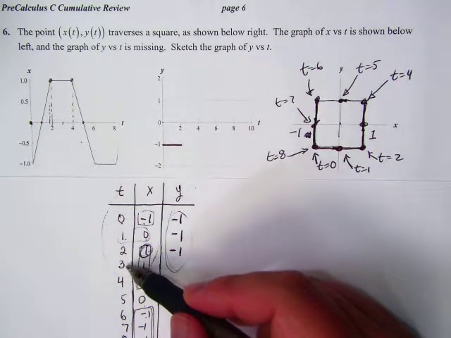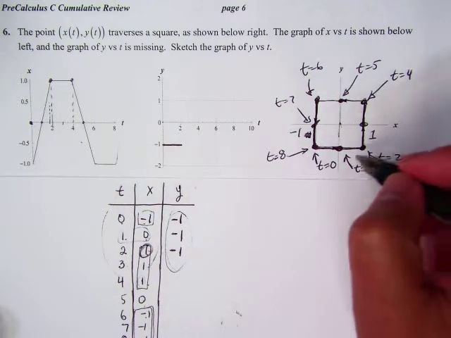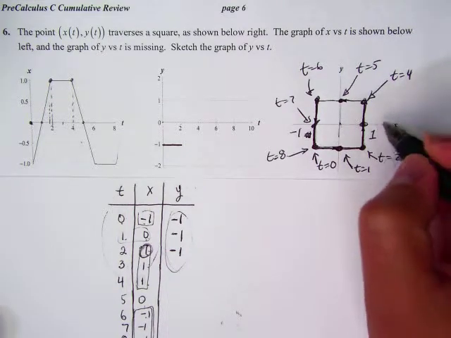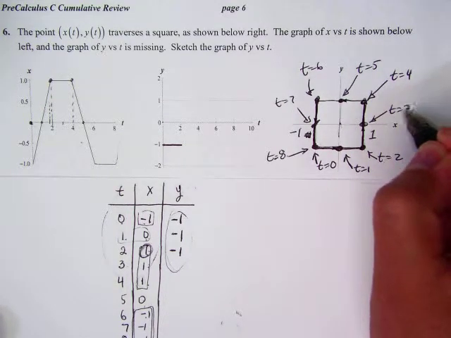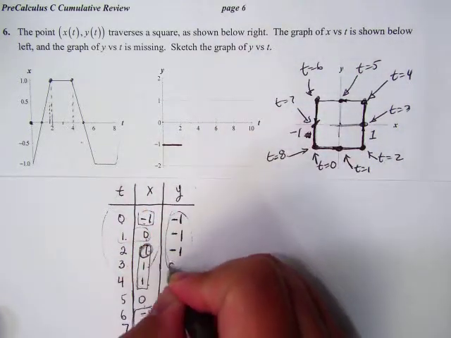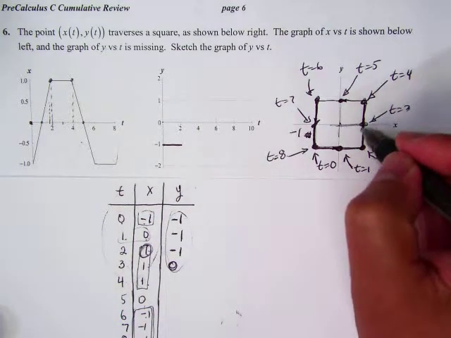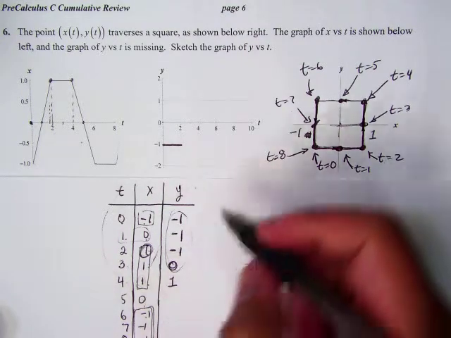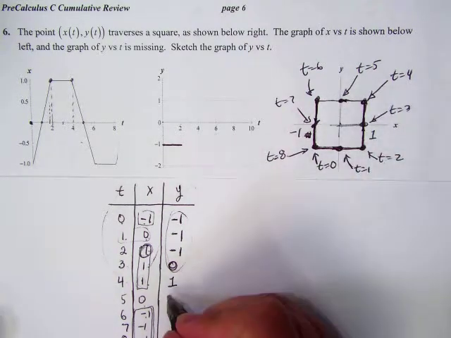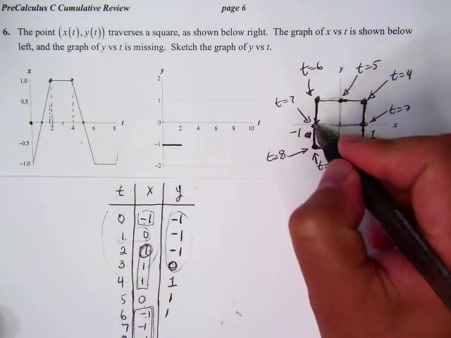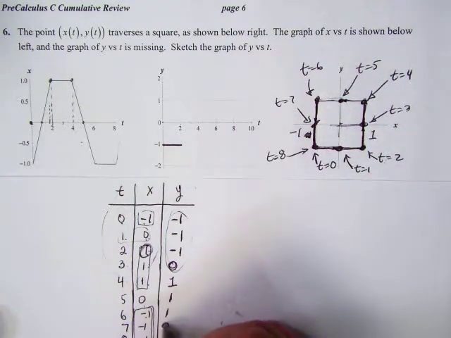Then as t goes to 3, x stays at 1, but we're moving up along this path, so y must be increasing. I think this is t equals 3. Y is now equal to 0. So t equals 3, y is equal to 0. T equals 4. X is still 1, but y looks like it's moved up to 1. At t equals 5, y stays at 1. T equals 6, y stays at 1. T equals 7, y comes down to 0. T equals 8, we're back to y equals negative 1.